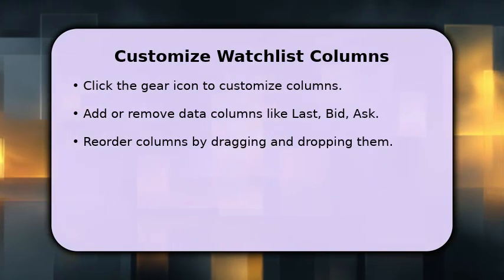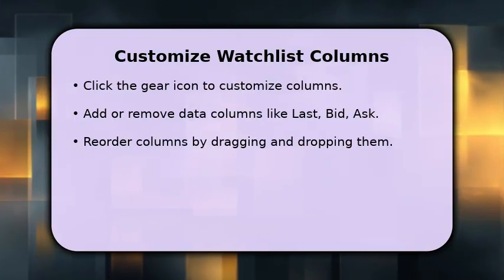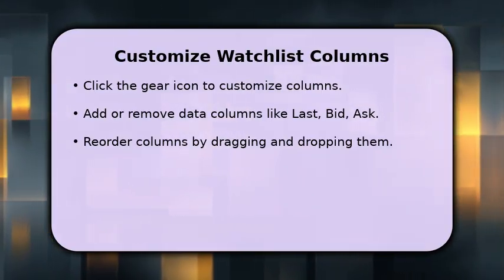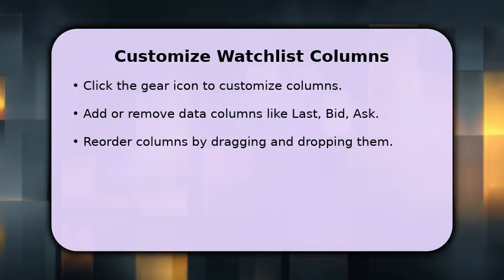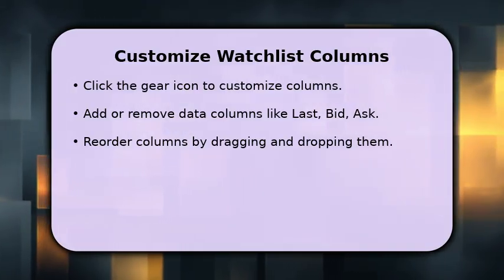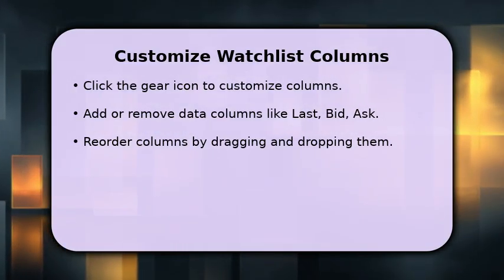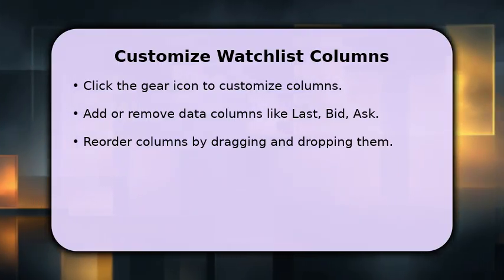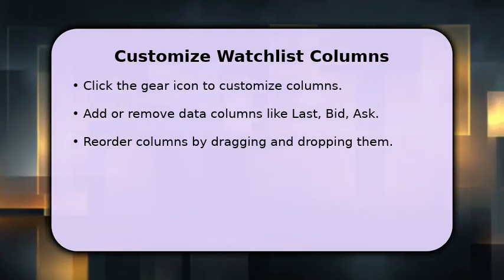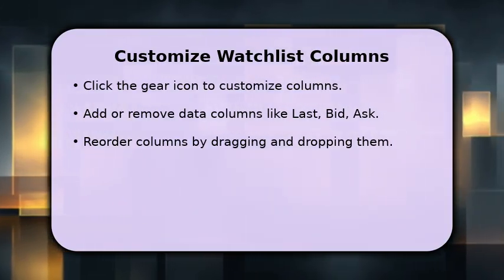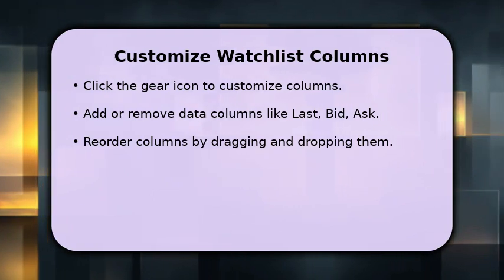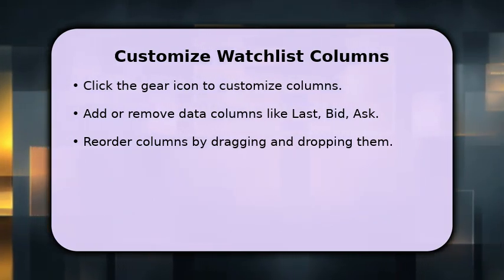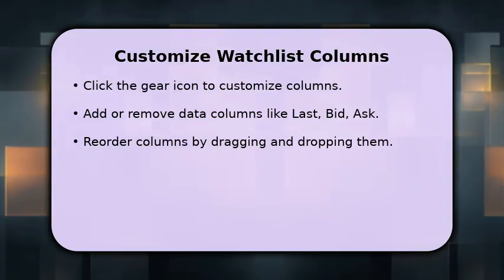Personalizing your watch list columns helps you see the most relevant data at a glance. Click the gear icon again, and this time select Customize. A window will open, letting you choose which data points to display, such as last price, bid, ask, or volume. You can also reorder these columns by simply dragging and dropping them into your preferred sequence. This ensures your watch list provides exactly the information you need.